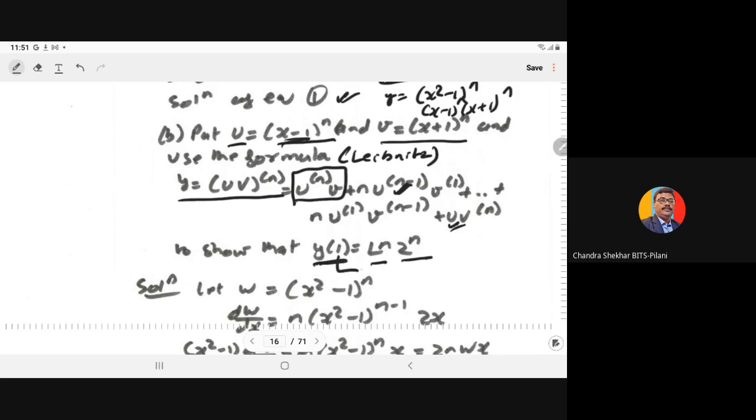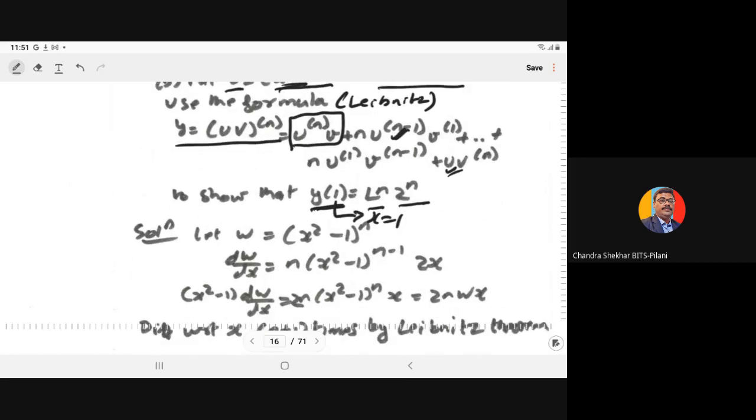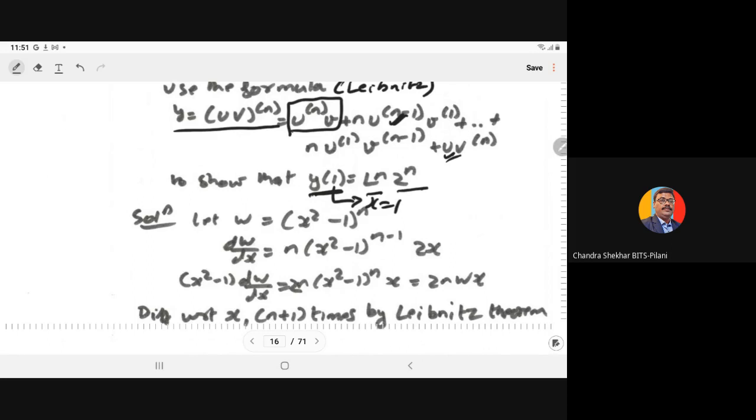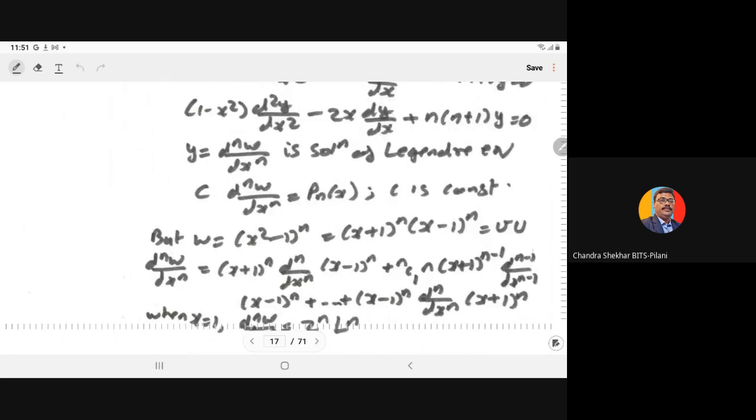So that's why here we have the y1. Y1 means x is equal to 1, so it is equal to factorial n 2 to power n. Any problem in this part? So now, here we have taken w is equal to, this already we have done in the first part.